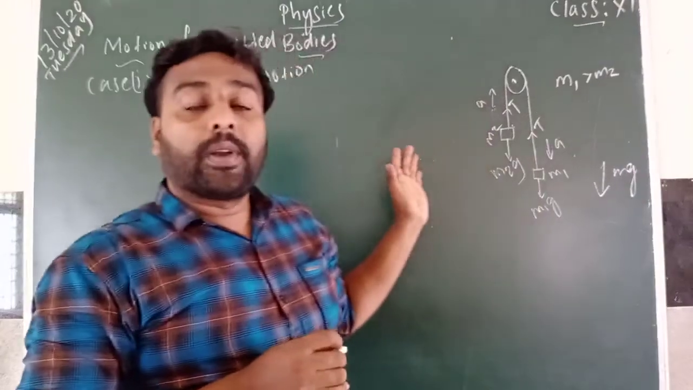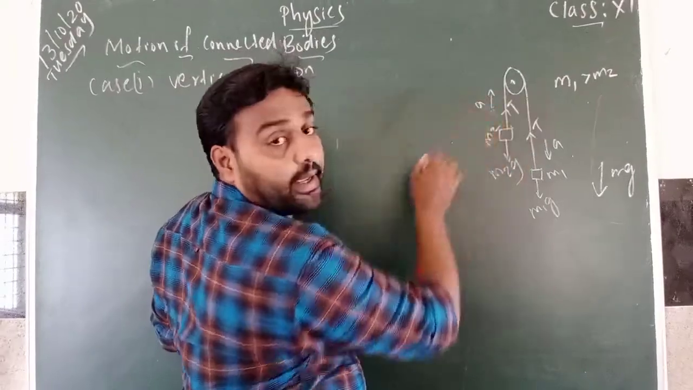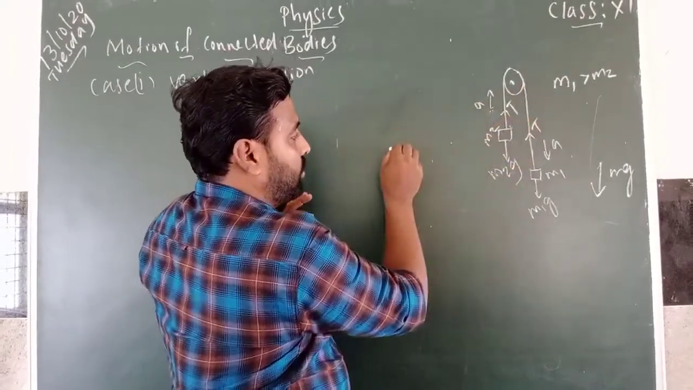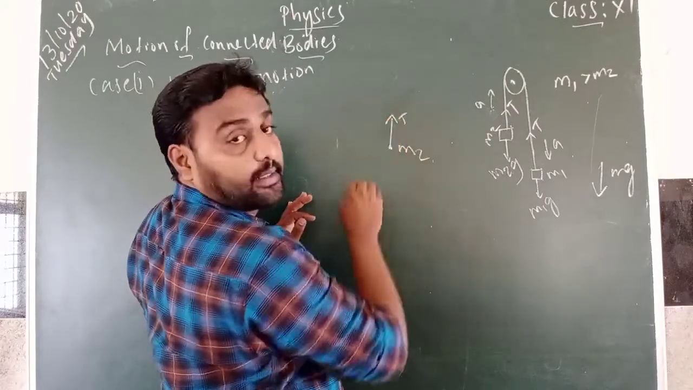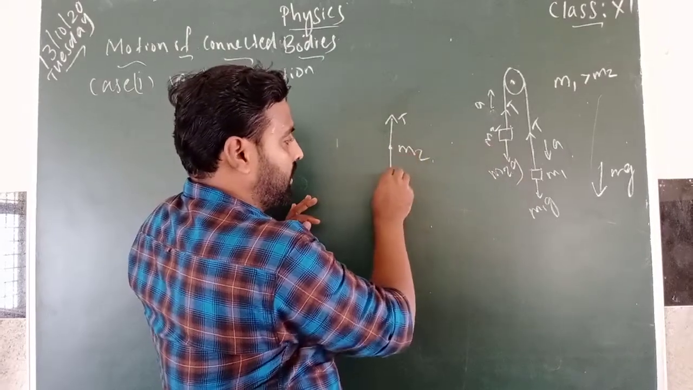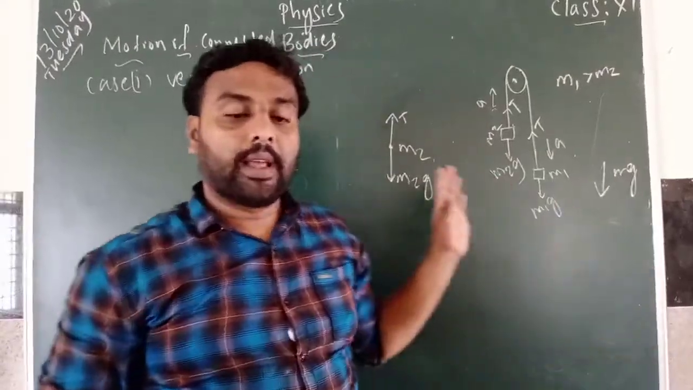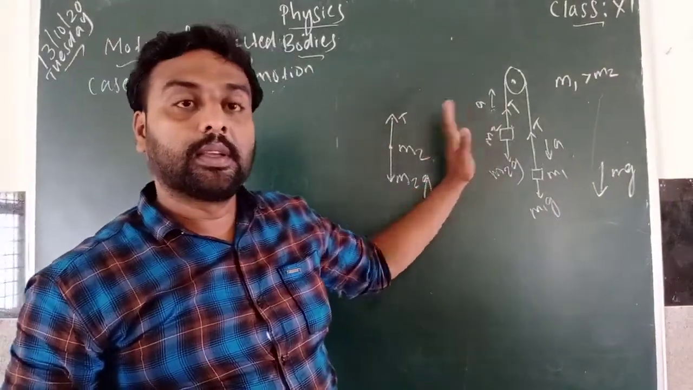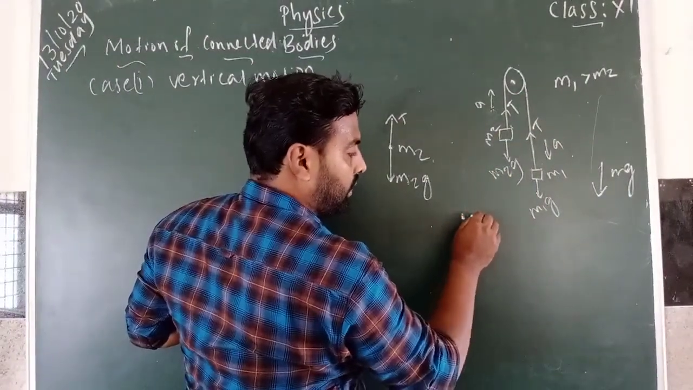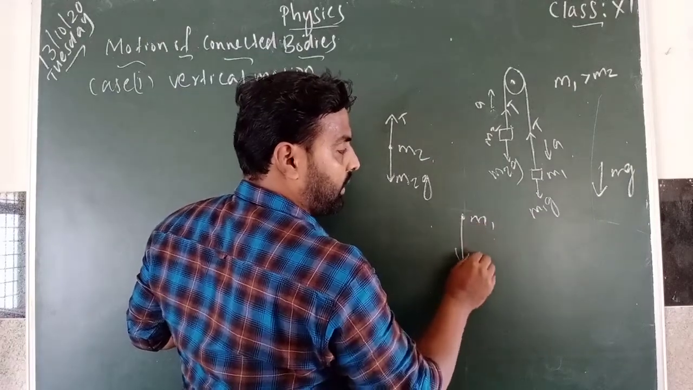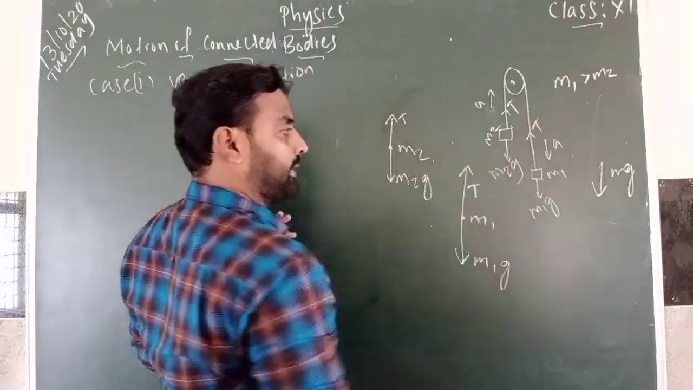So you can draw a free body diagram for the masses m1 and m2. Suppose we take mass m2: upward tension, downward gravitational force m2g. This is the free body diagram for mass m2. Similarly, draw the free body diagram for mass m1: downward gravitational force m1g, upward tension.